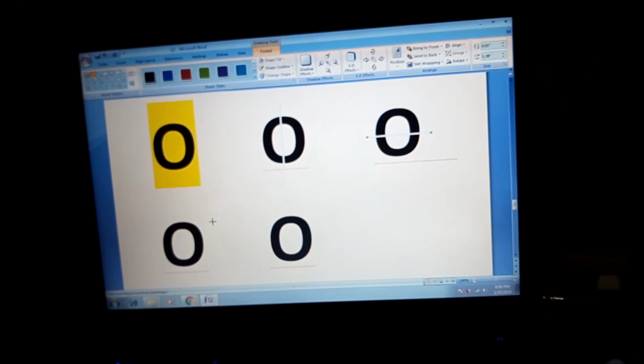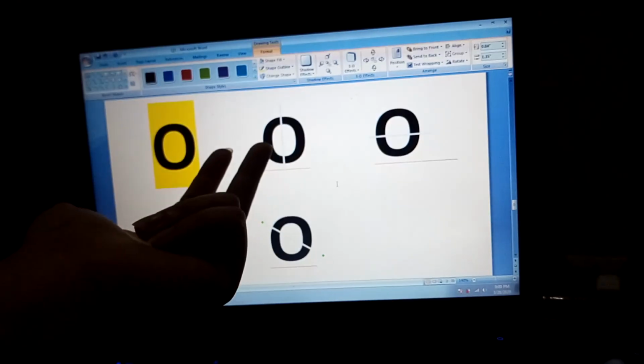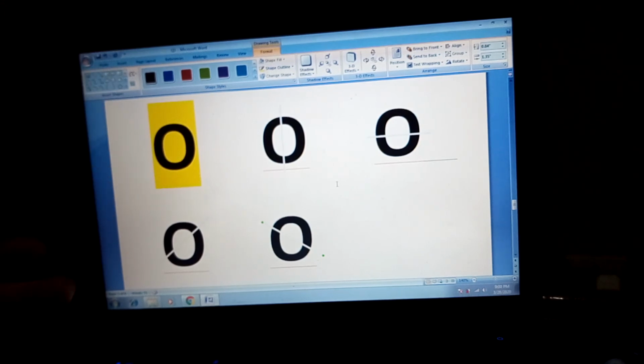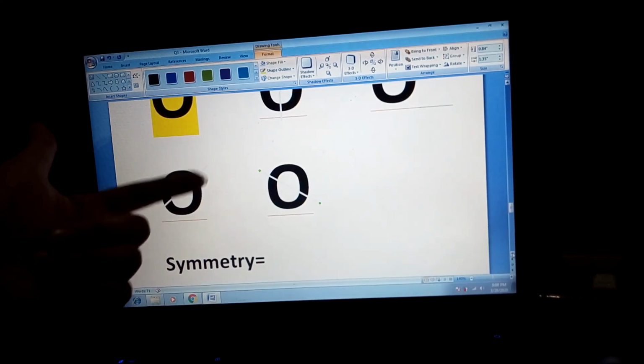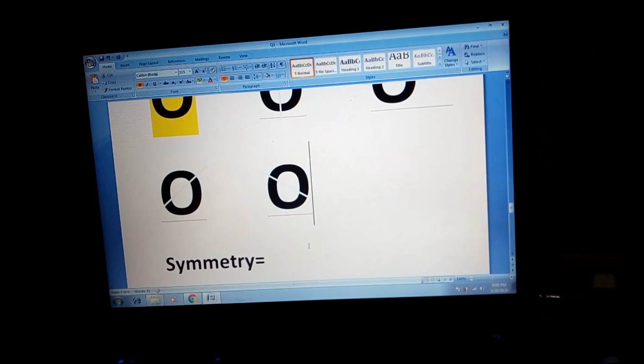Take it as a diagonal of this O, it is again a symmetrical shape. Now this diagonal is from right to left, so we can also consider it from left to right. Again this is also a symmetrical line. Wherever we have considered the lines, the two halves of the images of these alphabets are the same. So O has 1, 2, 3, 4 symmetrical lines. How many symmetrical lines does O have? 4.